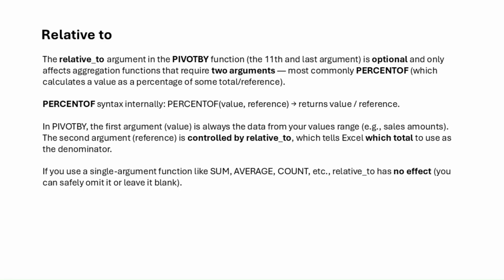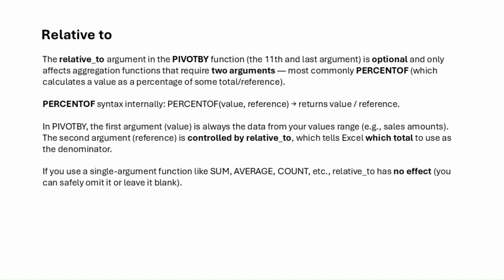Relative to. The relative to argument in the PIVOTBY function, the 11th and last argument, is optional and only affects aggregation functions that require 2 arguments. Most commonly %OF, which calculates a value as a percentage of some total or reference. %OF syntax internally: %OF, value, reference, returns value/reference.